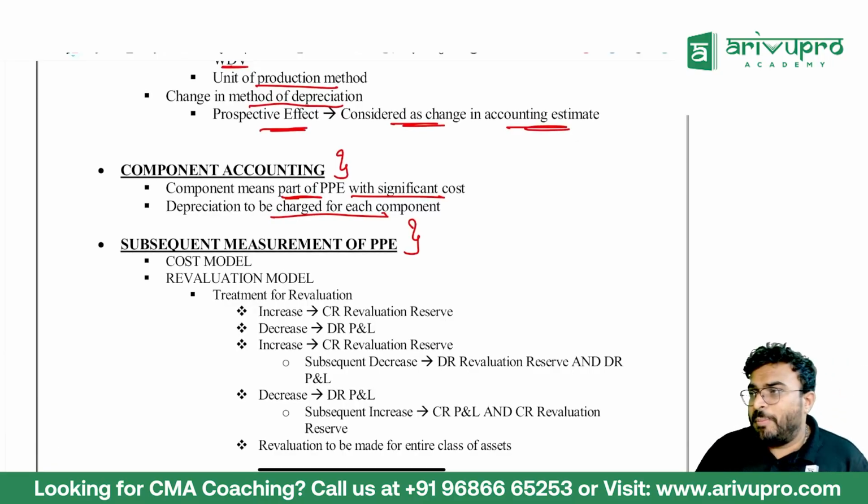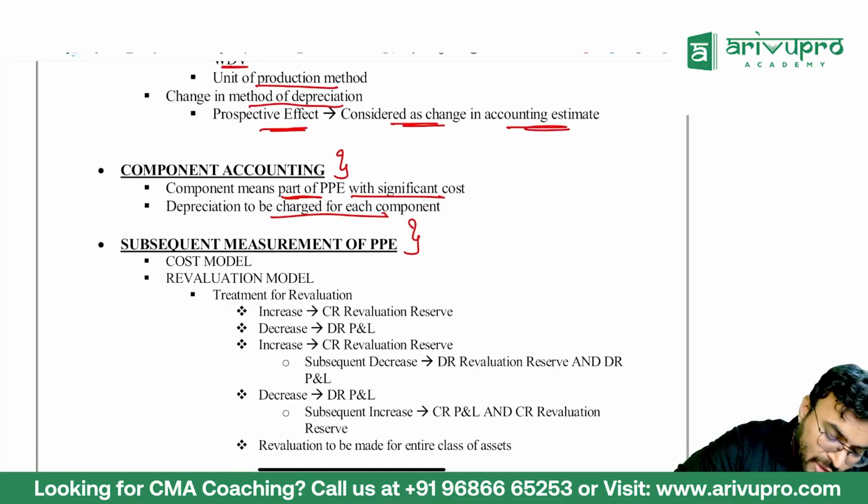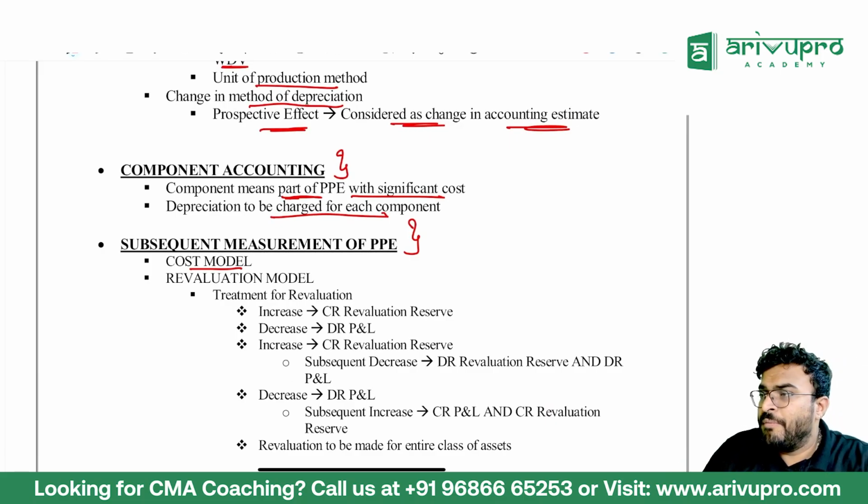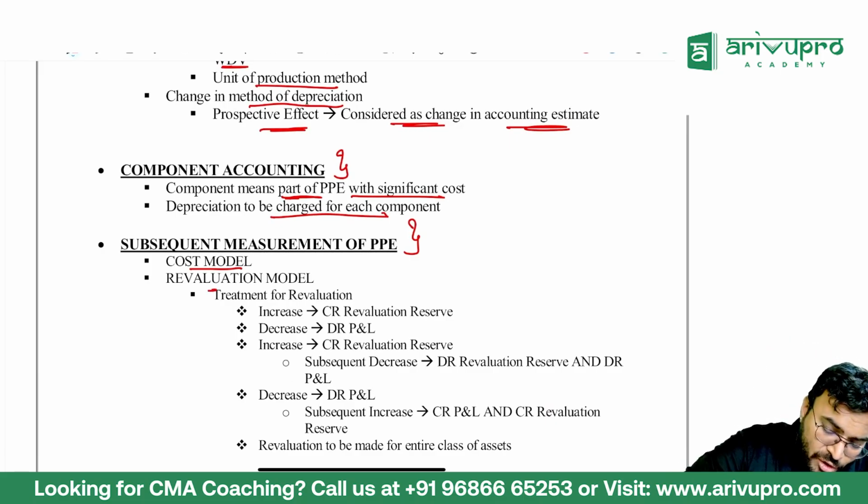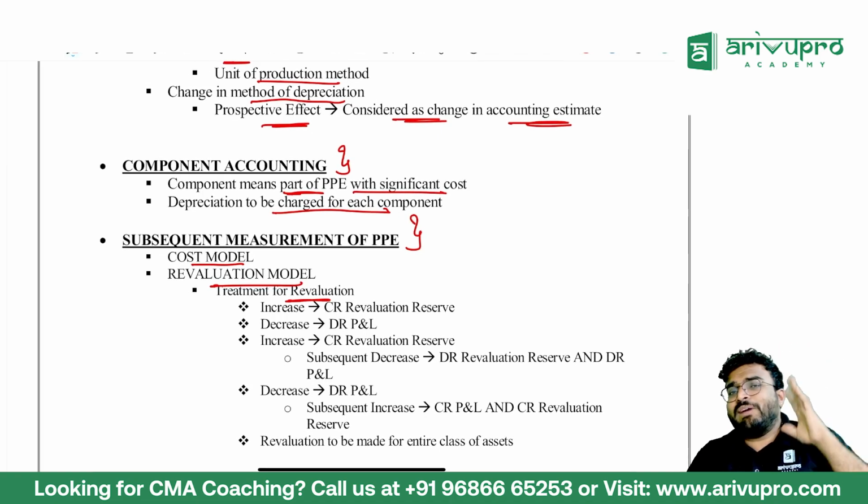Subsequent measurement of PP. How are we going to take it? Either we should follow the cost model, that means you are always going to recognize at cost, or we can follow the revaluation model. Treatment for revaluation: if you do revaluation, what is the treatment?